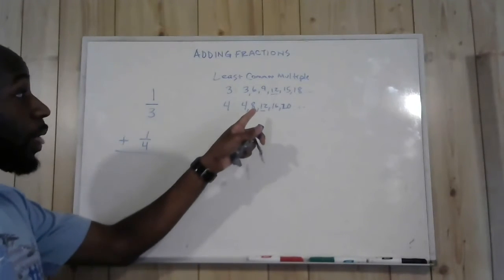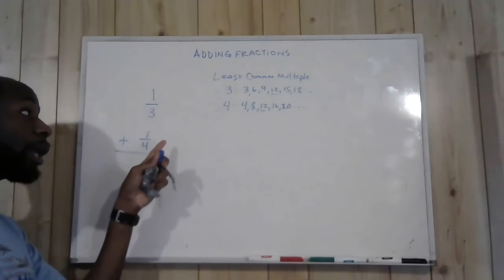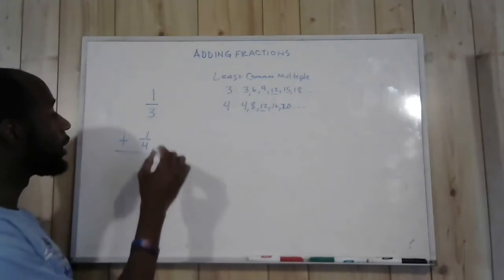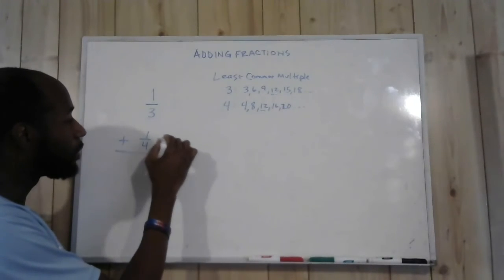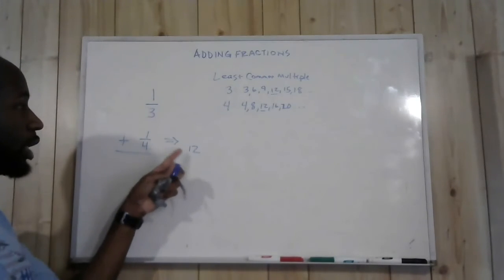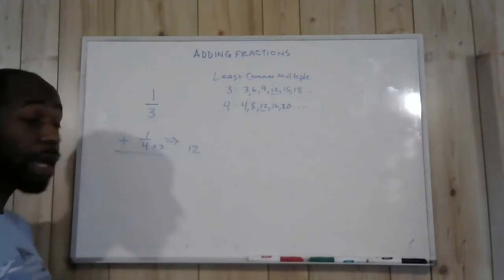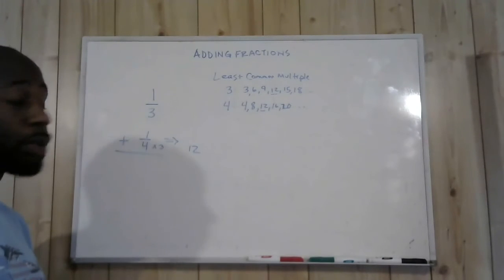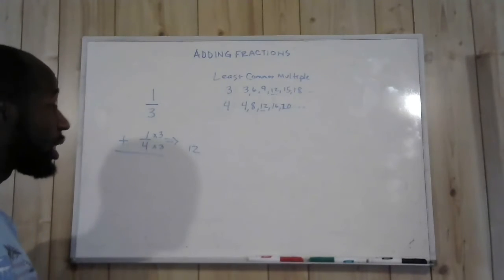So in other words, we want to change the denominator of this to the least common multiple. We want to change the denominator of this to the least common multiple. So let's do that. If we were to change the denominator to 12 here, what do you have to do to 4 to change it to 12? You have to multiply it times 3. 4 times 3 is 12. Now, whatever you do to the bottom of a fraction, you have to do it to the top as well. Why? Because if you don't, you're actually changing the fraction.